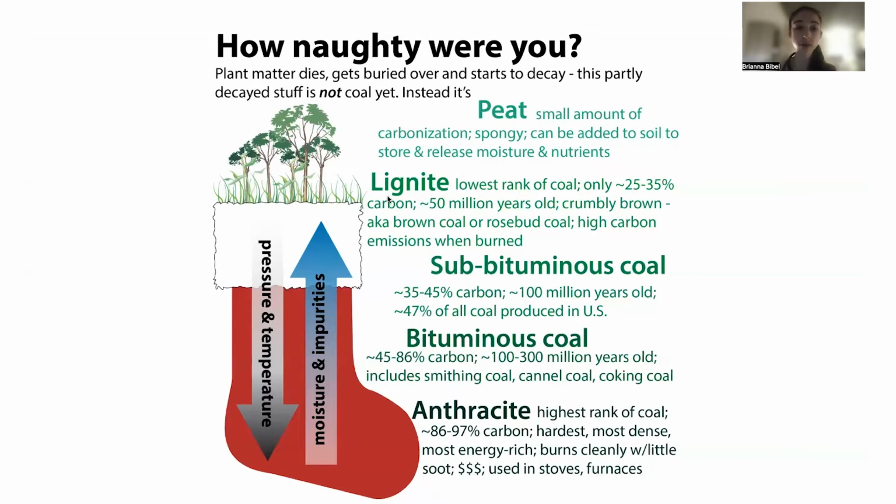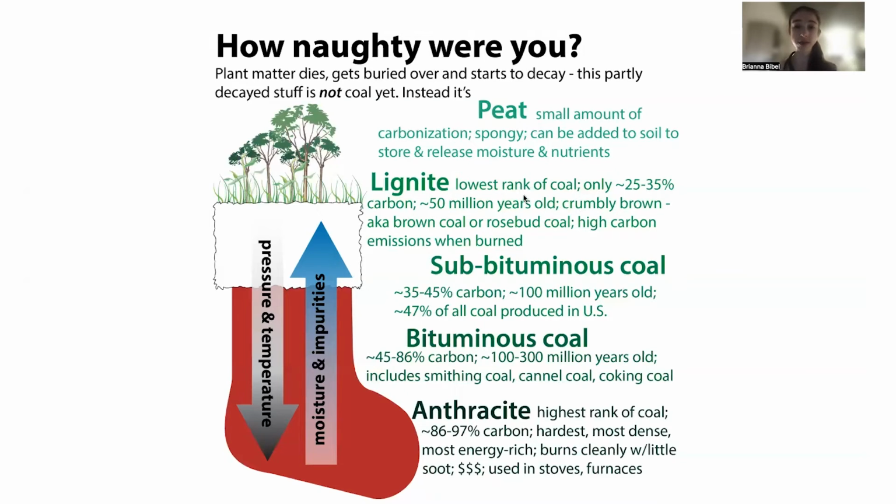We're going to see more carbonization as we get deeper into the earth and get higher pressure and temperature, kicking out the moisture and the impurities. But initially we just have this dead matter. It's going to start carbonizing a little. It's spongy, and it can be added to the soil to store and release moisture and nutrients. Then as you get higher pressure and temperature, you get to lignite, which is the lowest rank of coal.